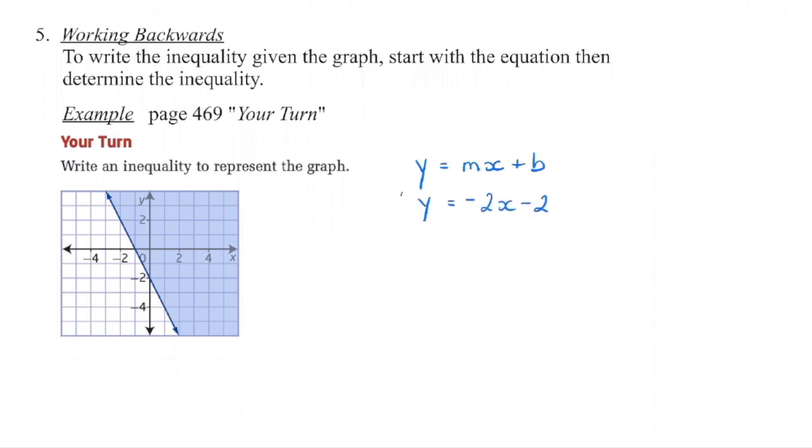Then if you take a look at the graph, we can see that we're shading above, and we also have a solid line here. So this is going to be greater than or equal to that -2x minus 2.